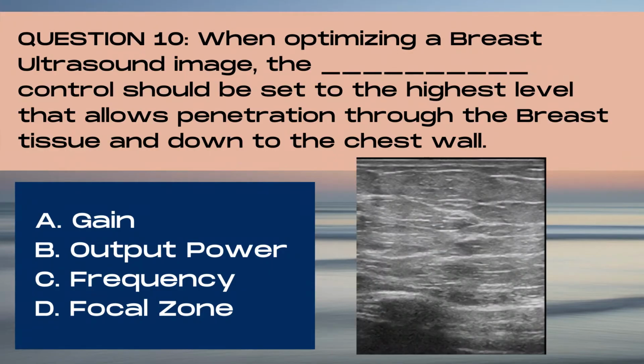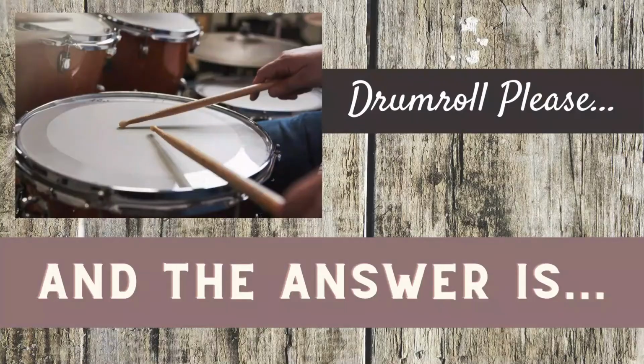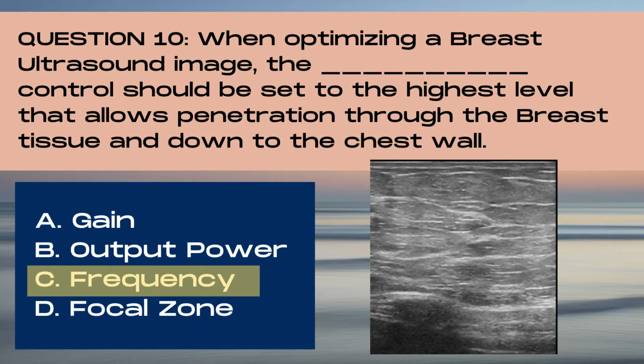Question 10. When optimizing a breast ultrasound image, the blank control should be set to the highest level that allows penetration through the breast tissue and down to the chest wall. A. Gain. B. Output power. C. Frequency. Or D. Focal zone. And the answer is C, frequency.